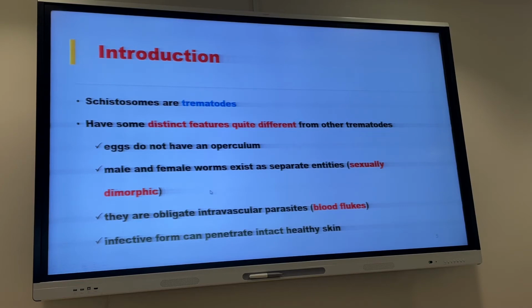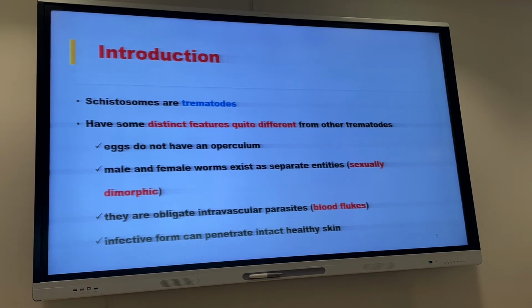They are obligate intravascular parasites. Now for the other trematodes, they tend to be found in tissues. So for example, you have the lung fluke, you have the liver fluke. With schistosomes, the adult worms are found within the intravascular space. So they are referred to as blood flukes.